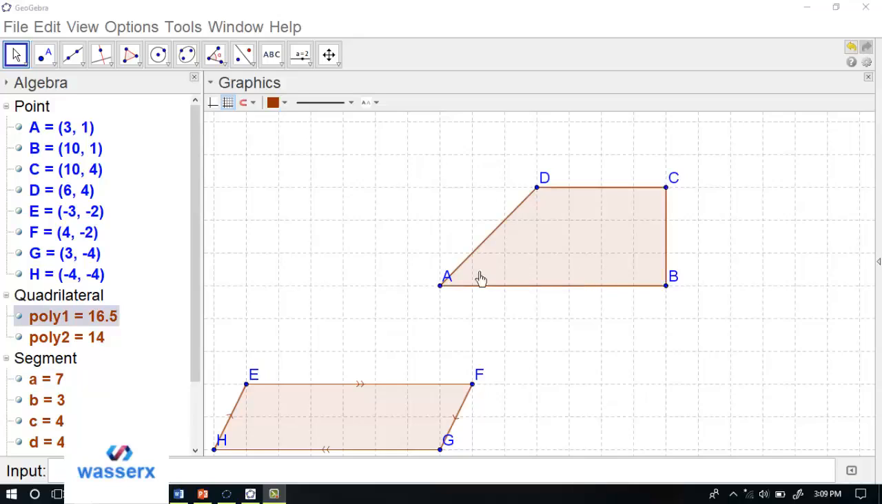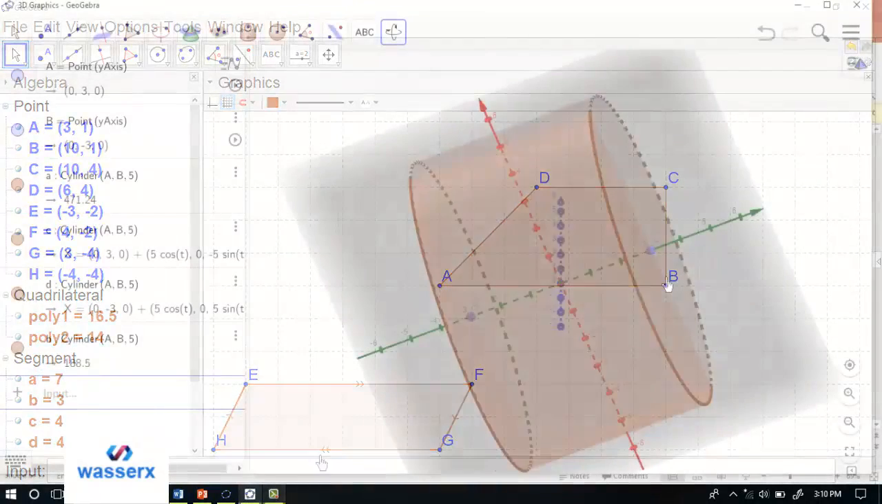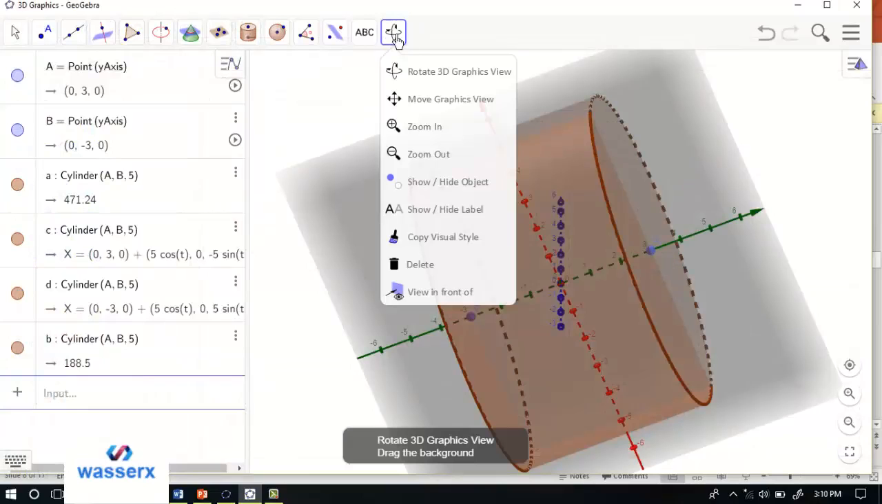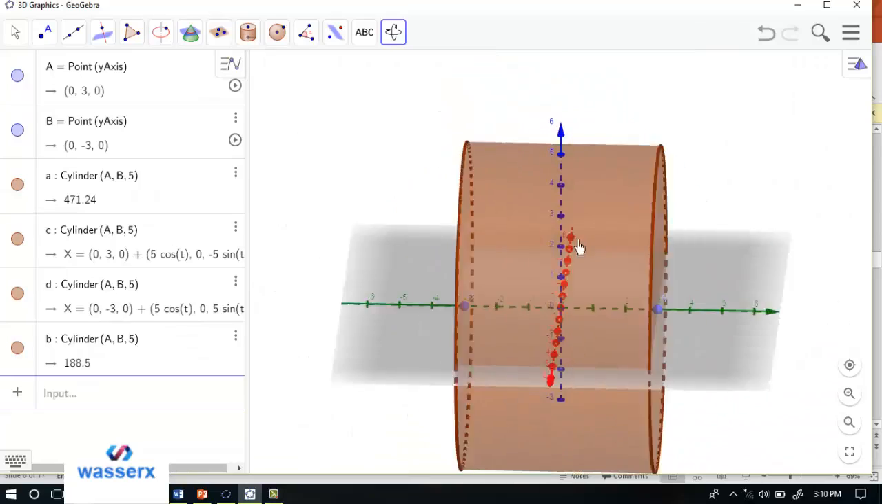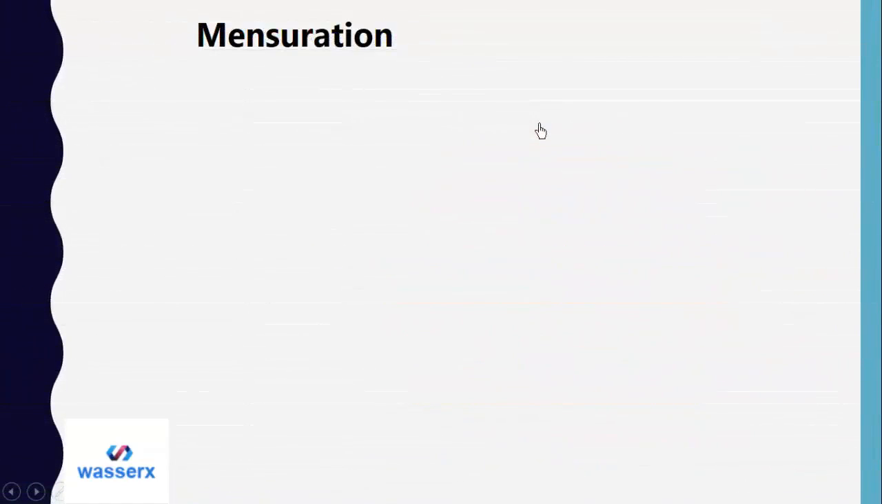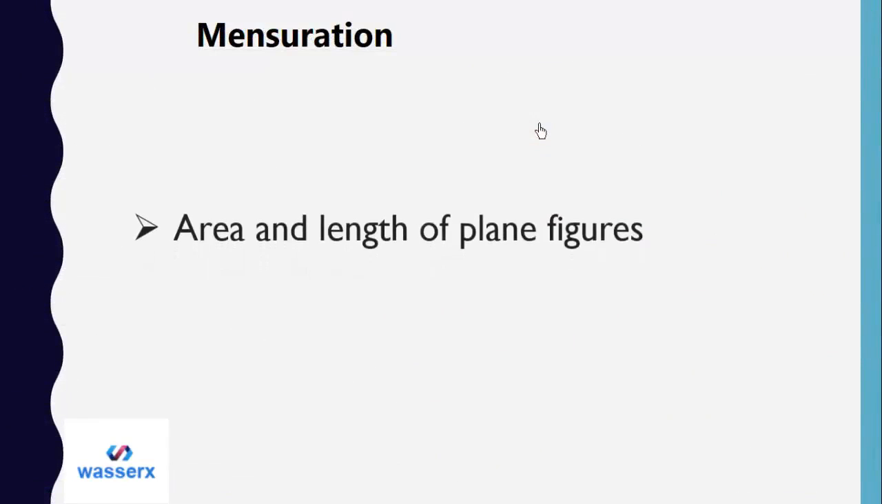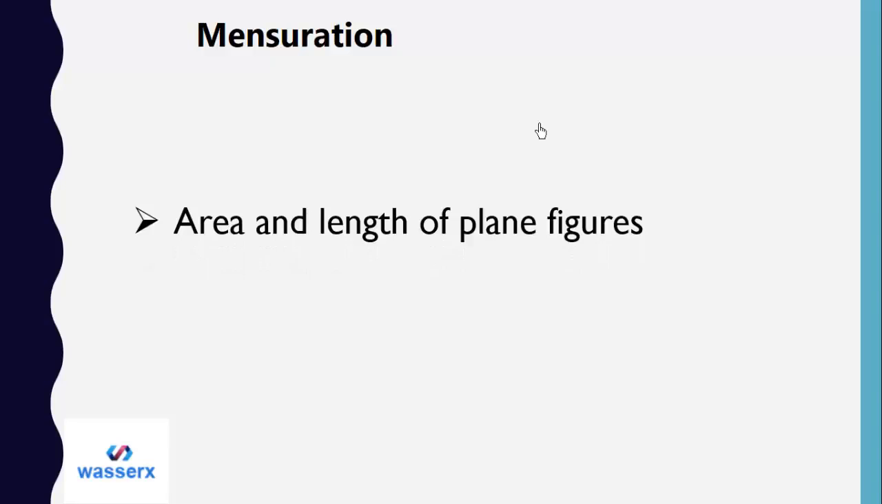Sometimes we are interested in finding the area of plane figures or measuring the length of plane figures. Also, we might be interested in finding the volume of solid shapes. Mensuration has to do with finding area and length of plane figures or volume of solid shapes.